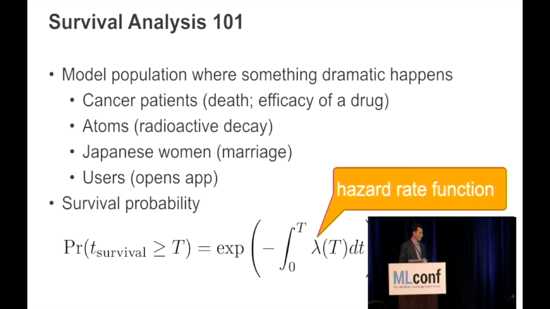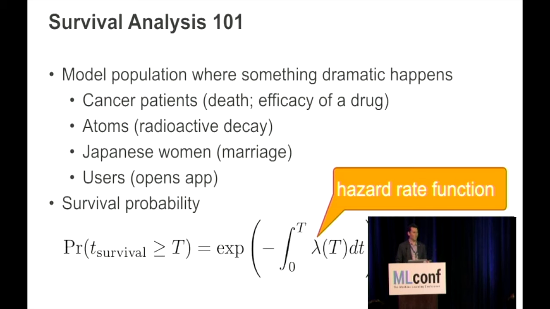This is probably the equation with the most scary math in the entire set of slides, but it's not scary. It's what's called survival analysis. Atoms decay based on survival analysis, where you assume that the rate of decay for any atom is independent of how long it's been around so far. And so it's therefore this very nice exponential decay.